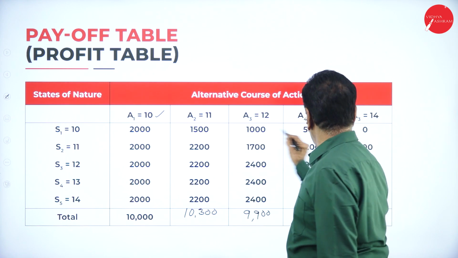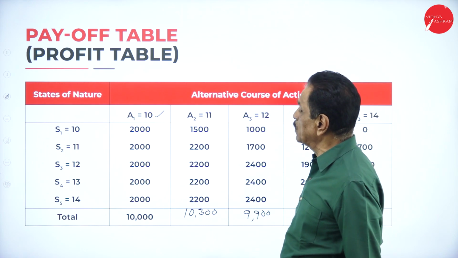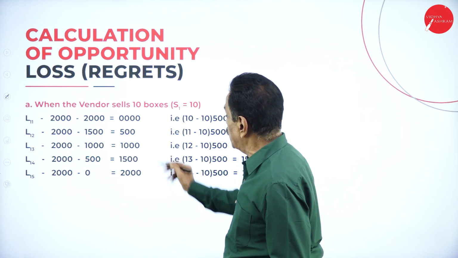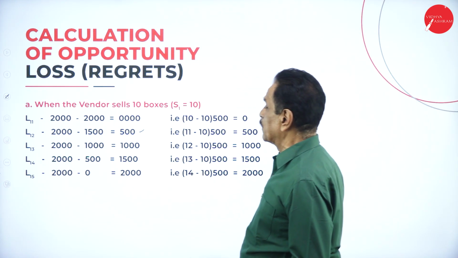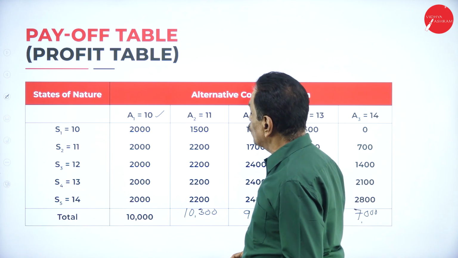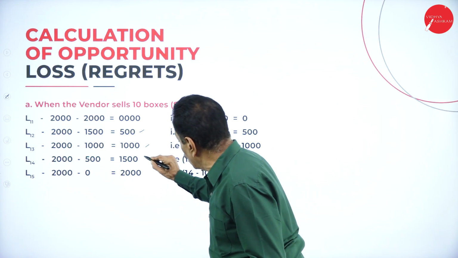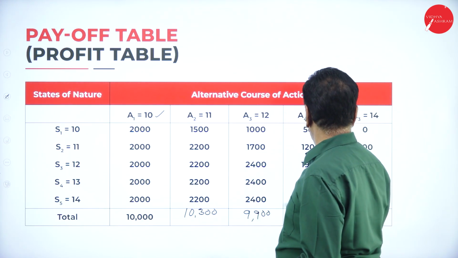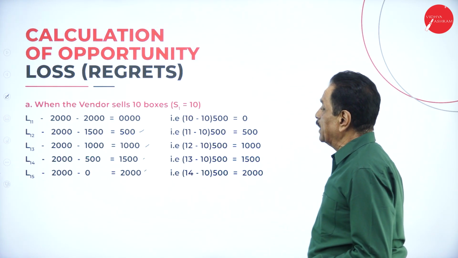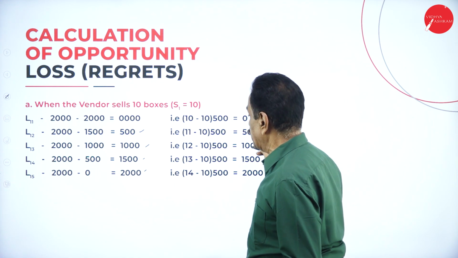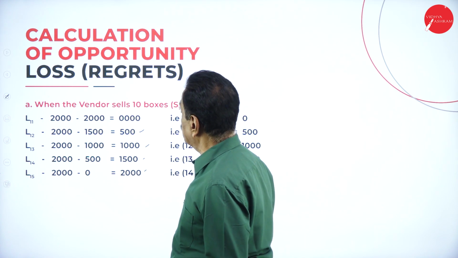Here, which is the highest one? 2,000. 2,000 minus 2,000 is 0. 2,000 minus 1,500 is 500. 2,000 minus 1,000 is 1,000. 2000 minus 500 is 1500. 2000 minus 0 is 2000. This is the first state, 10. So 0, 500, 1000, 1500, 2000. So this is for 10 boxes.